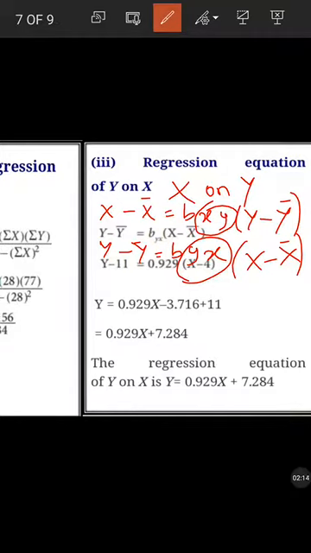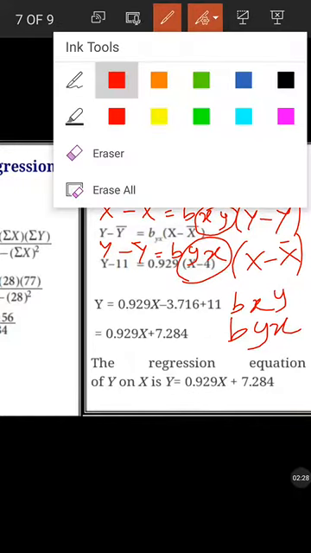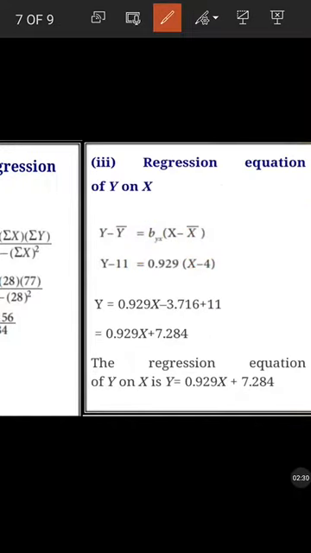Okay. Similarly, bxy and byx. You should remember x on y means we'll be having bxy, and y on x means it is byx. So this you should remember properly. Okay. Now let us move on to the regression equation of y on x. Okay. So the equation is y minus y bar is equal to byx into x minus x bar.